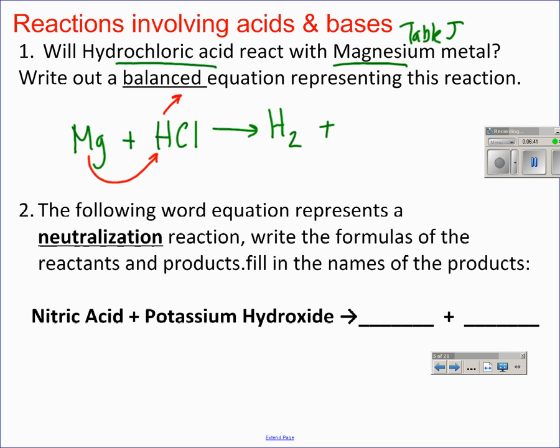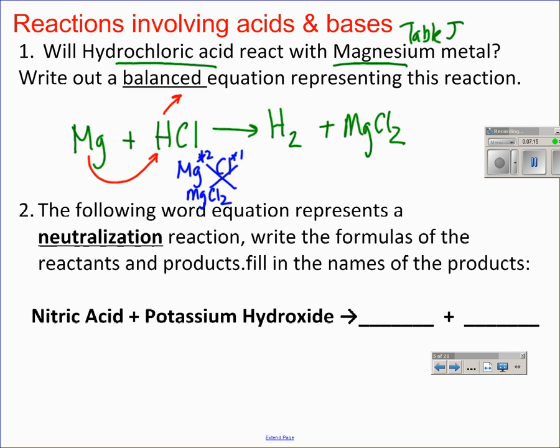Now, what is our next formula? What's the other product? Well, we have magnesium and chloride. But remember, by the law of definite proportions, we just can't stick them together. We need to use our crisscross method. We realize that magnesium is in group 2 and has a positive 2 charge, and chlorine is in group 17, so it has a negative 1 charge. Cross out the charges, crisscross the numbers, you get MgCl2. So our other product is MgCl2.